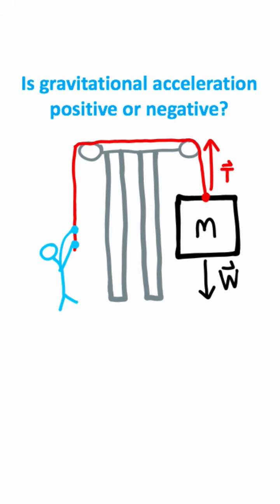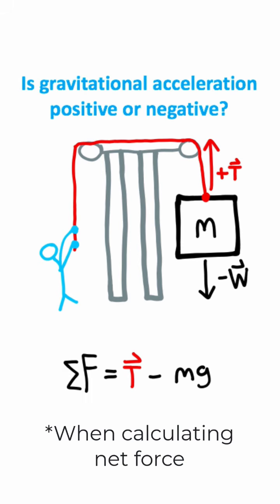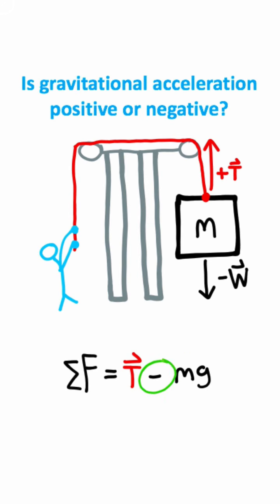But if we had a situation like this, where we now have a rope and there's going to be a tension force, now you would want to make your weight force negative. And the thing that's making your weight force negative is gravitational acceleration. It's not going to be this mass here because mass is scalar. So the reason you have this minus sign here is because of gravitational acceleration. Gravitational acceleration is opposing the tension force, which is why you'd want to make it negative. So it's really all about direction.